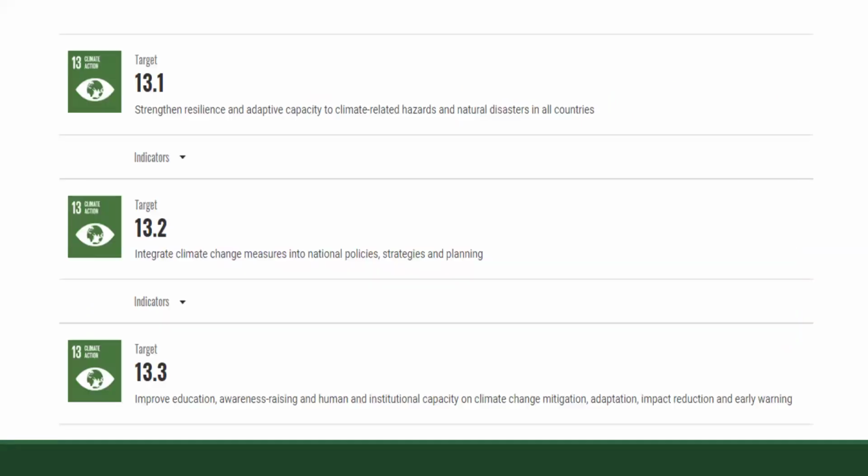The targets include strengthen resilience and adaptive capacity to climate-related hazards and natural disasters in all countries, integrate climate change measures into national policies, strategies, and planning, improve education, awareness raising, and human and institutional capacity on climate change mitigation, adaptation, impact reduction, and early warning.